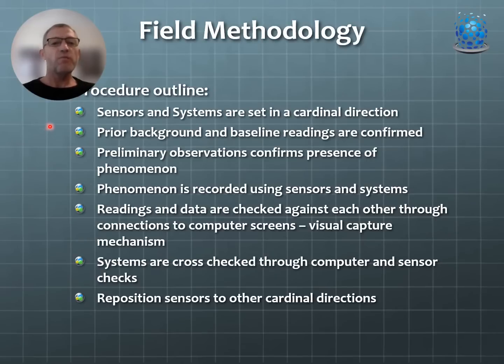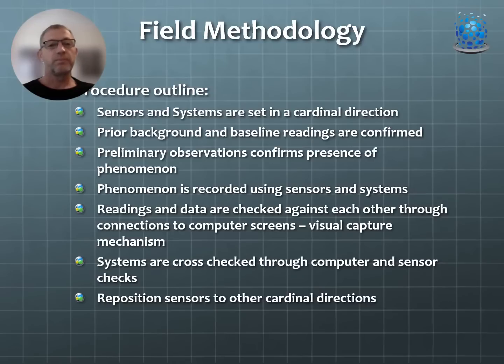Field methodology. So I've been over this quite a lot in previous presentations, so I won't spend too much time on it. But we use sensor systems in cardinal directions. We take baseline readings and confirm the presence of these orbs and rods, and we look at preliminary observations as well. We record then using these sensors and systems, and we check the data against each other through connections to computer screens and visual capture mechanisms. And then we look at systems and cross-check them through the computer, and then we reposition sensors to other cardinal directions. So it's a combination of methodologies that we've standardized over the last few years.